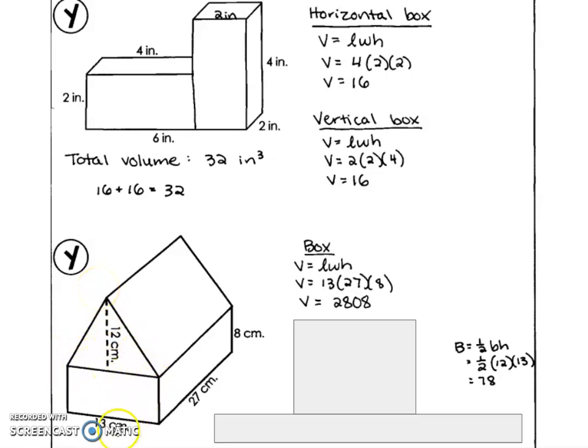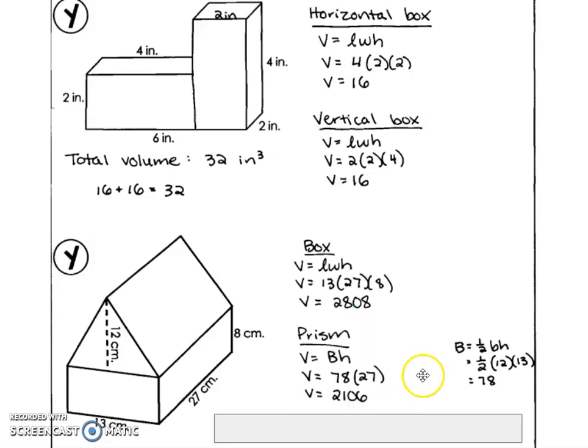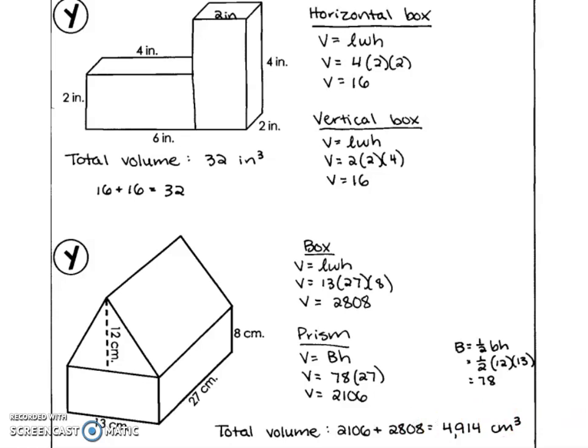For the base of my triangle, it's the same as my length down here, so that's 13. My height for the triangle, just the triangle, is 12, and I multiply by 1/2. And then when we go to our formula, remember that height in our formula is talking about the distance between our triangles, and that distance is 27. So we're multiplying there. And then for our total volume, we're adding those two together, and we get our final volume is 4,914 centimeters cubed.